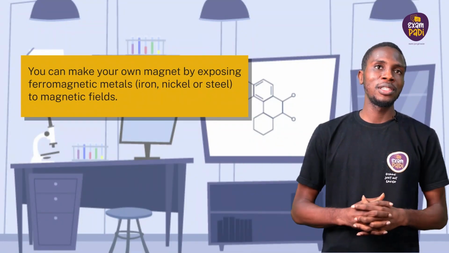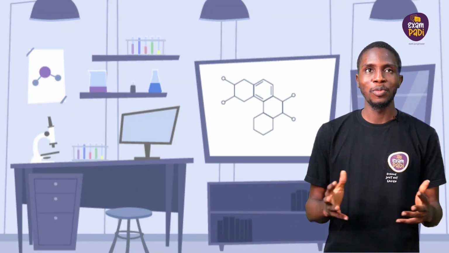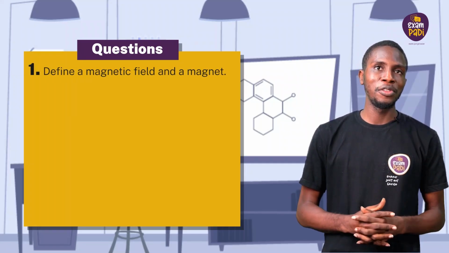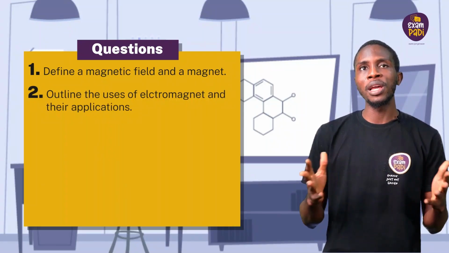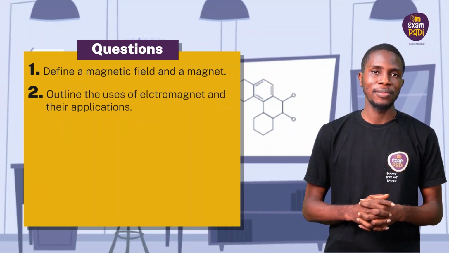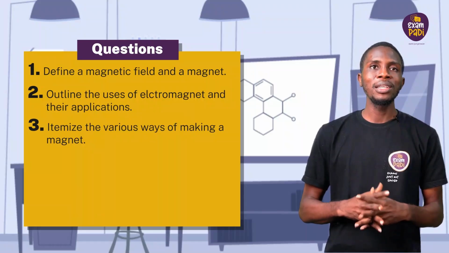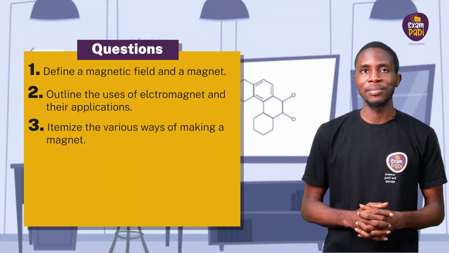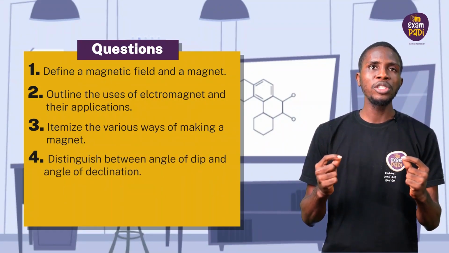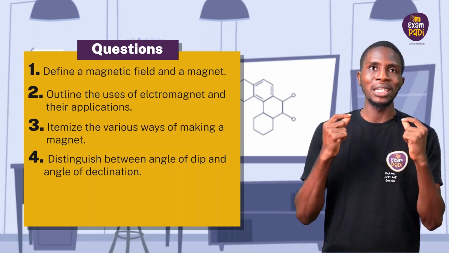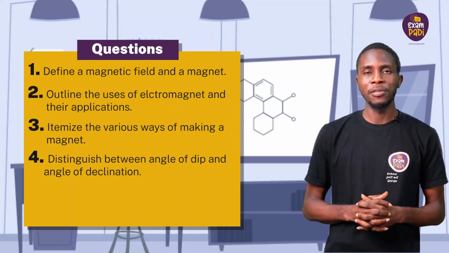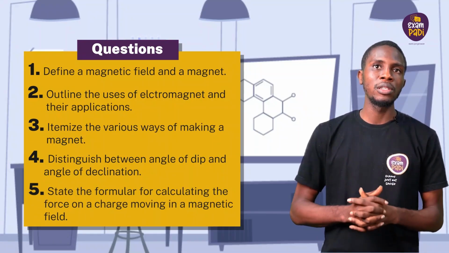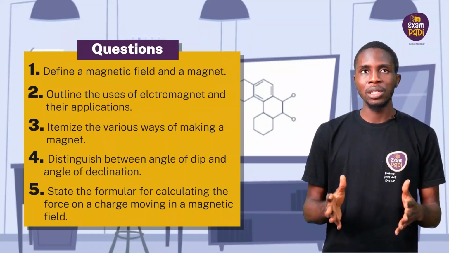We have come to the end of today's lesson. Here are a few questions to evaluate yourself. 1. Define a magnetic field and demagnetization. 2. Outline the uses of electromagnets and their applications. 3. Itemize the various ways of making magnets. 4. Distinguish between angle of dip and angle of declination as discussed in this lesson. 5. State the formula for calculating the force on a charge moving in a magnetic field.